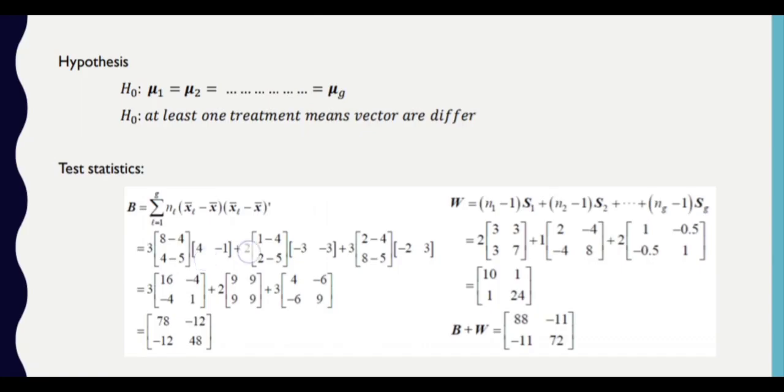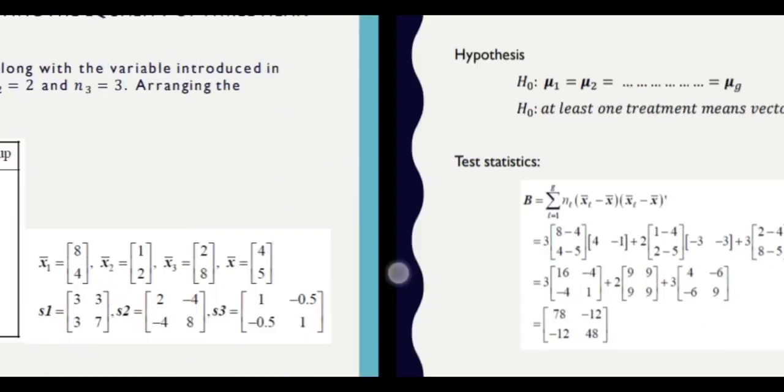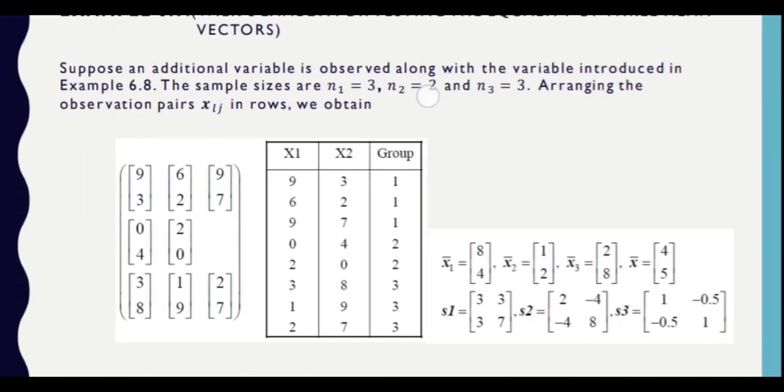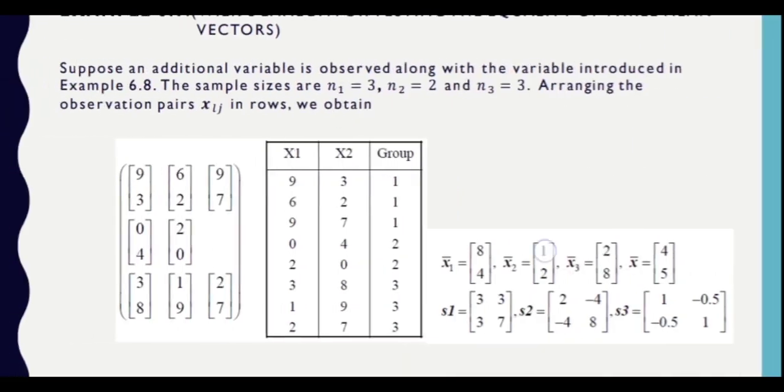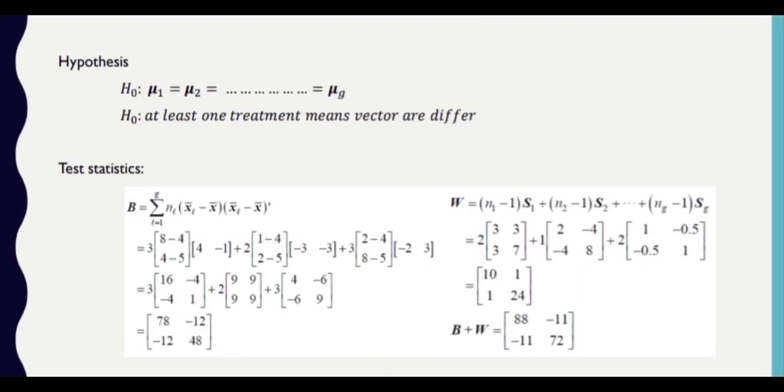Sama juga dekat sini, n for second population is 2. And then how you get 1 minus 4? Because of 1 here minus 4 here. Okay, so you buat sehingga the third population, and then multiply, and then plus all of that, you akan dapat this matrix, iaitu matrix B.